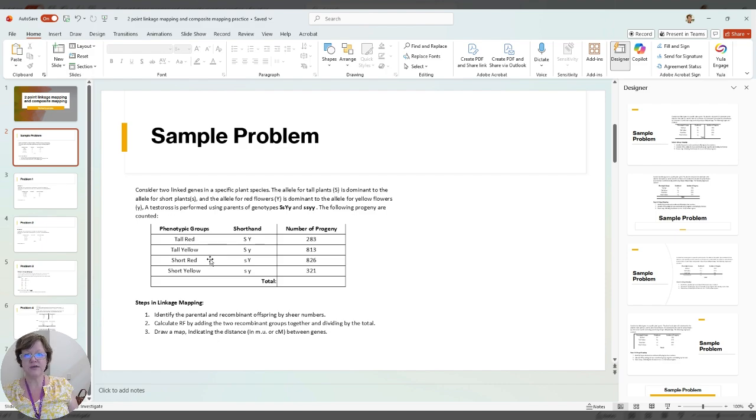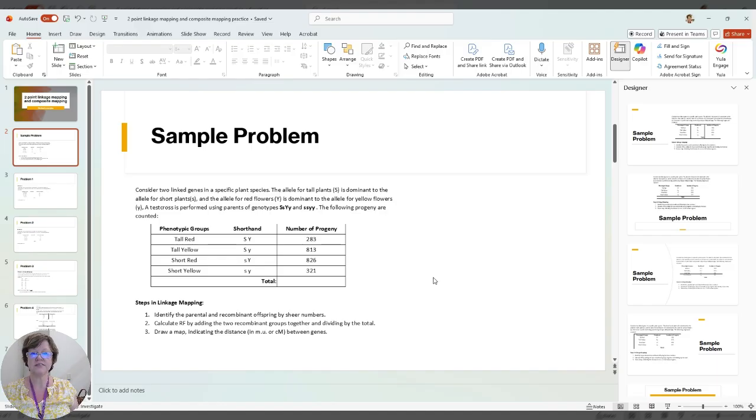So this is how they will look. It says consider 2 linked genes, because we only do linkage mapping if the genes are linked, in a specific plant species. The allele for tall plants is going to be represented by the uppercase S, is dominant to the allele for short plants, little s, and the allele for red flowers, big Y, is going to be dominant to the allele for yellow flowers, little y.